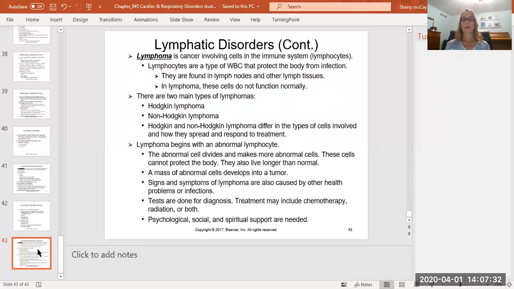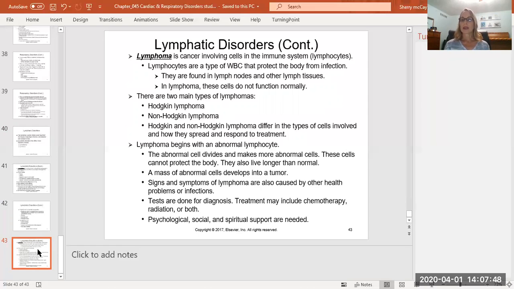Lymphoma begins with an abnormal lymphocyte. The abnormal cell divides and makes more abnormal cells, okay? These cells cannot protect the body. They also live longer than normal cells. Then a mass of abnormal cells develops into a tumor.